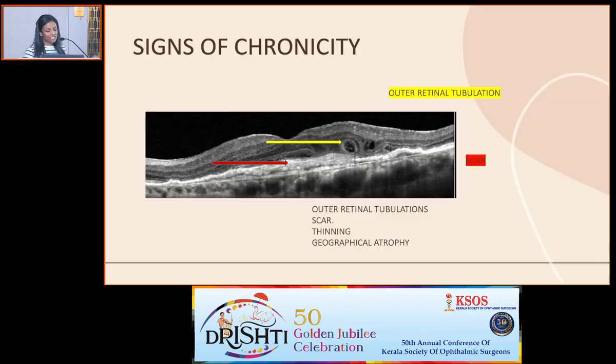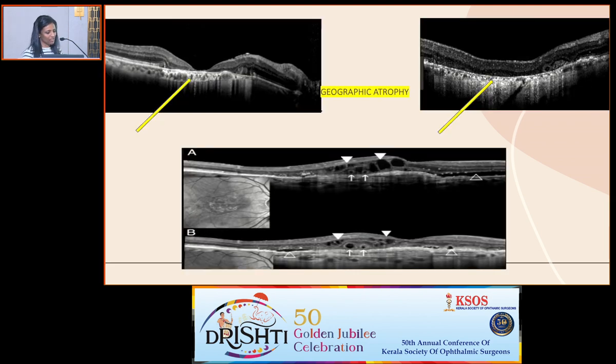So these were the signs of active disease. You should also know about the signs of chronicity. One sign being the scar. That is, instead of that moderate hyperreflectivity, you can see an entirely different type of uniform hyperreflectivity that is called the scar. And the next one is the outer retinal tubulation, and next is the geographic atrophy.